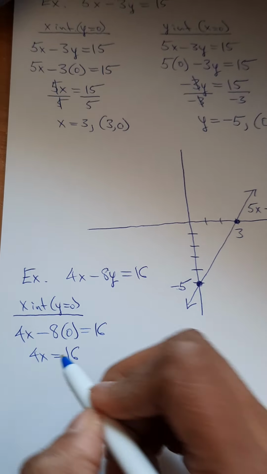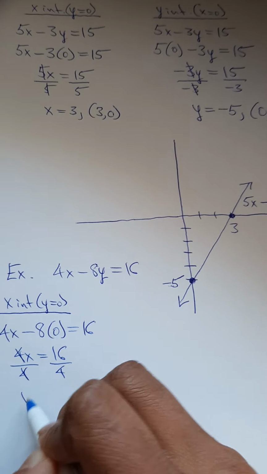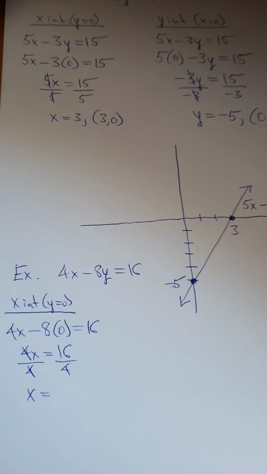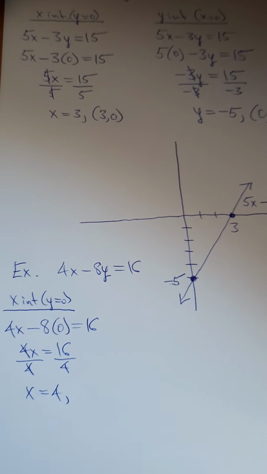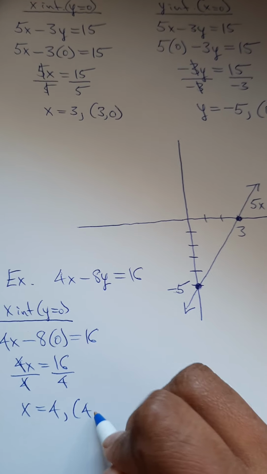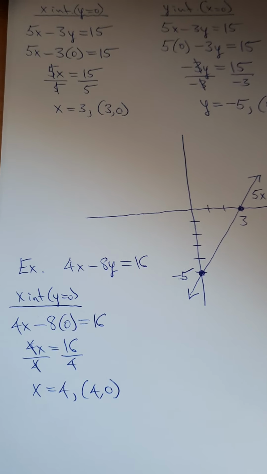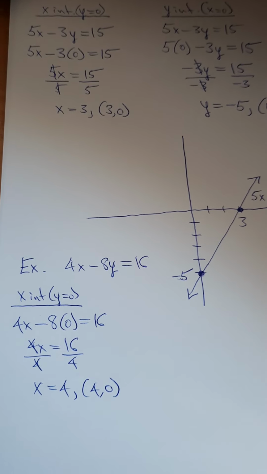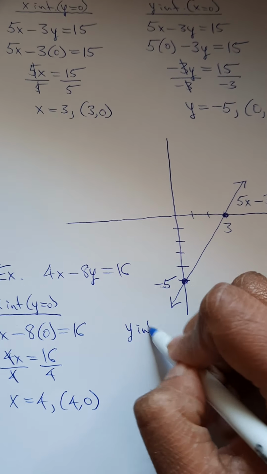If you divide by 4 on both sides, I see the 4 cancels out. x equals 16 divided by 4, which is equal to 4. My point here is going to be 4 and 0. Is everyone good? These are good examples because we are getting whole numbers here. Let's do the y-intercept.